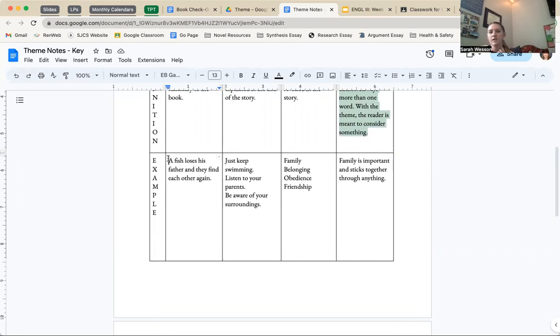So we're gonna look at all of these for Finding Nemo now. So the main idea of Finding Nemo, which is a one-sentence summary of the story, what I put, is a fish loses his father and they find each other again. Right? That is the main idea. That's what the story's about.